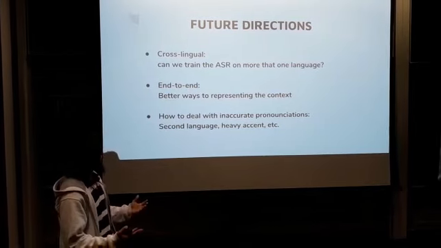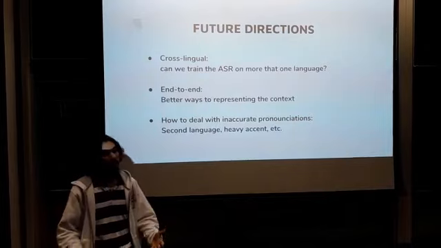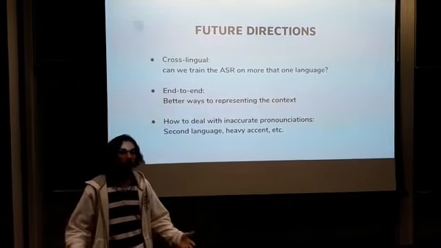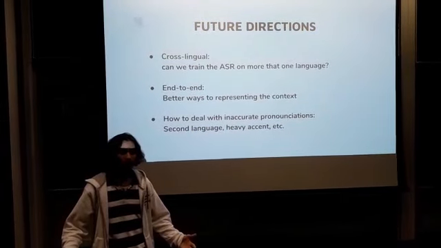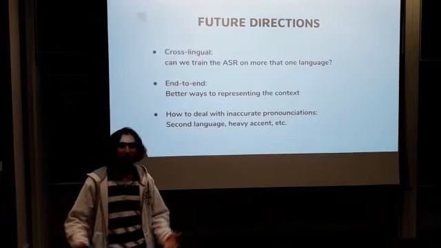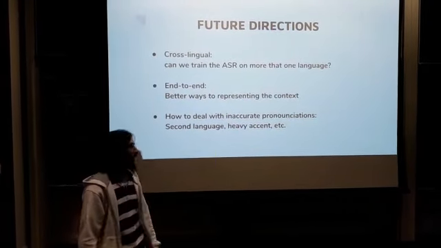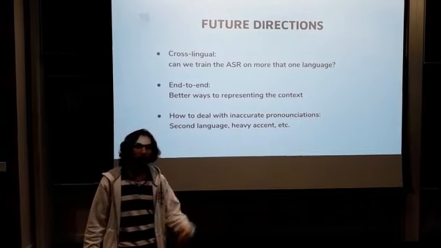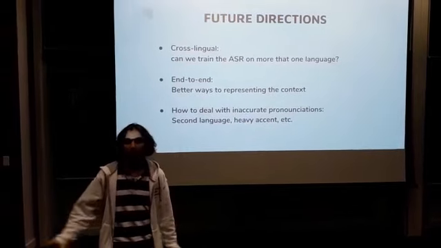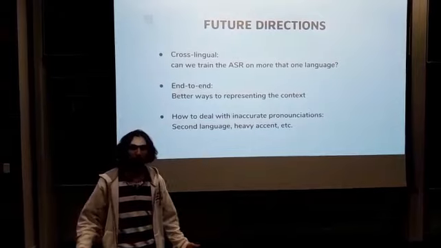And if so, how? A second question on the end-to-end track is, what are better ways of representing the context vector? Because not all words that have been said so far are representative of the context. A third question is how to deal with inaccurate pronunciations. Some people speak in their second languages, some people have accents, some people have dialects. So how do we make our ASRs more robust to these?